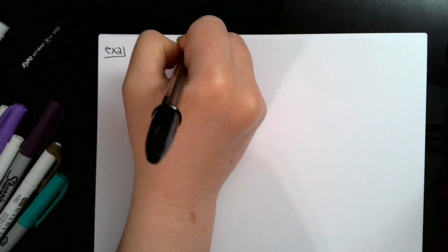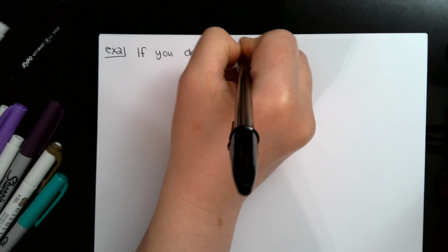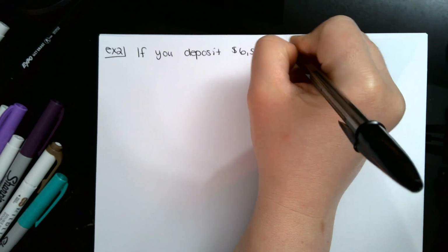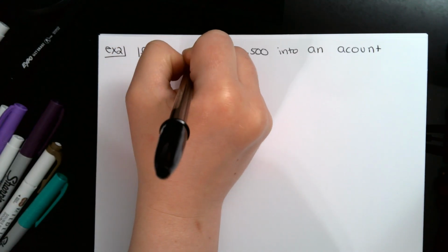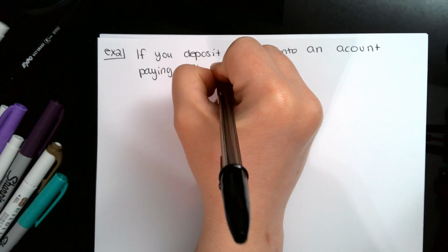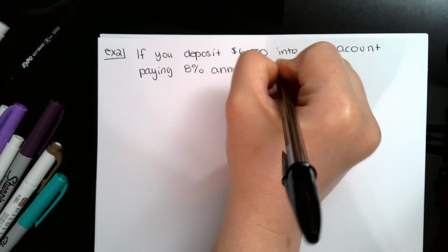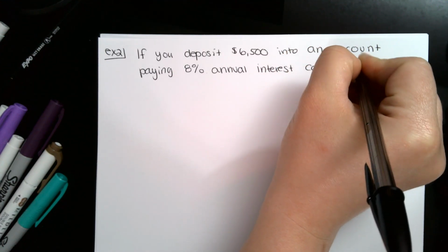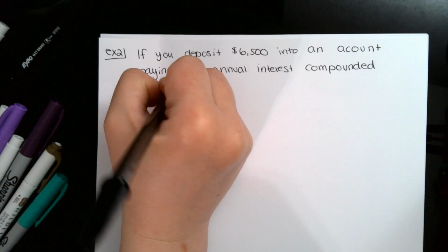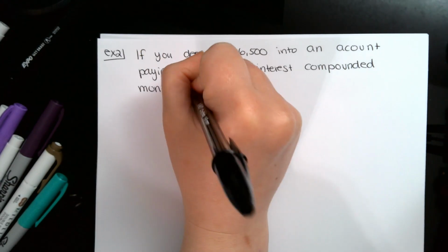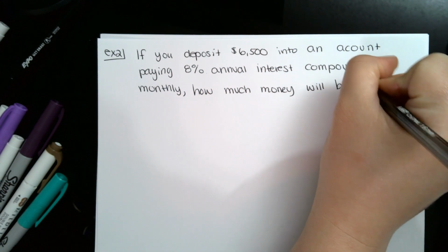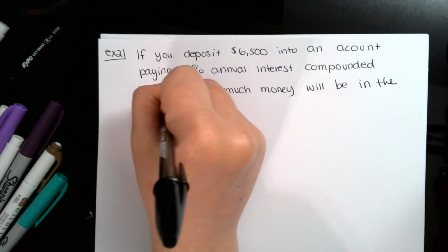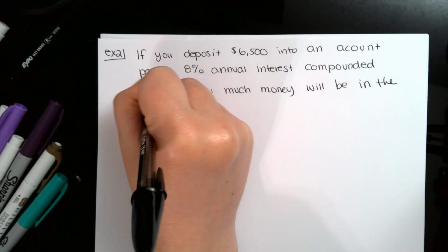If you deposit $6,500 into an account paying 8% annual interest, compounded monthly, how much money will be in the account after 7 years? Let's see if I can spell account.